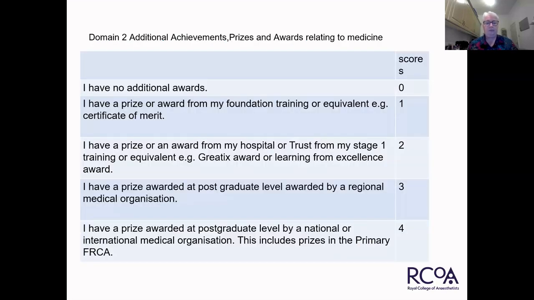Next slide, please, Drew. So moving on to domain 2, which is additional achievements, prizes and awards relating to medicine. You can see the criteria there. We haven't changed it for this round. We changed it a couple of rounds back because we had to remove undergraduate prizes from this criteria based on MDRS feedback.